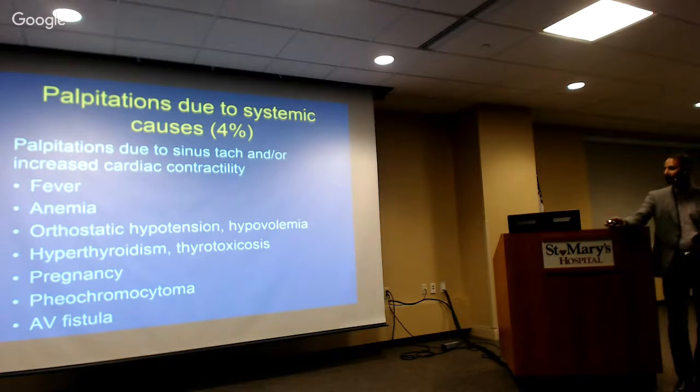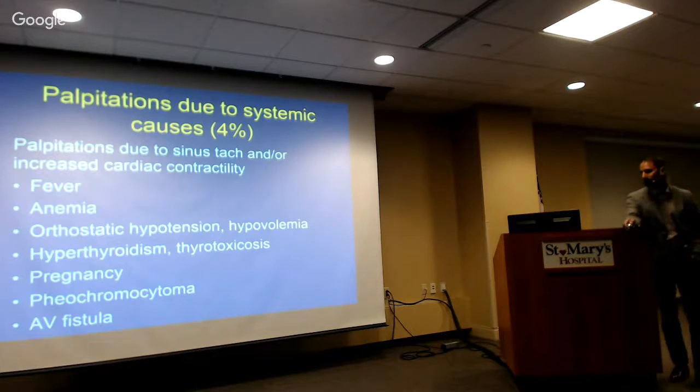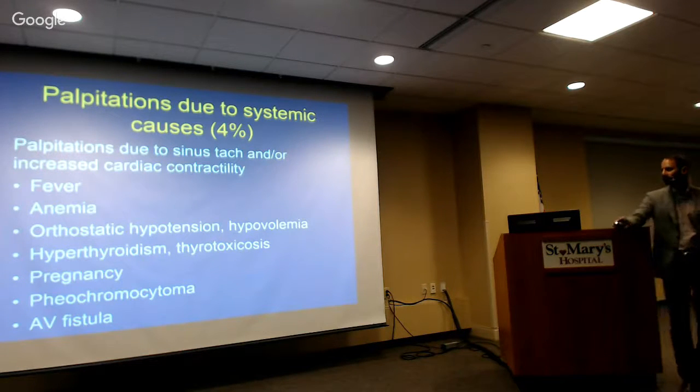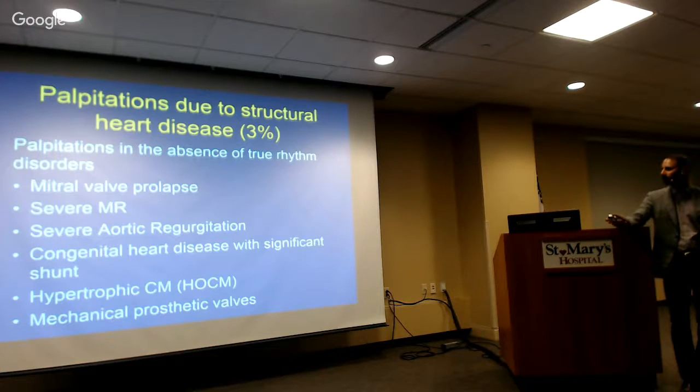A list of systemic causes of palpitations is here, specifically hypovolemia, anemia, fever, pregnancy state, thyroid disorders. Rarely you might see a pheochromocytoma. And we'll go through some of these as well.